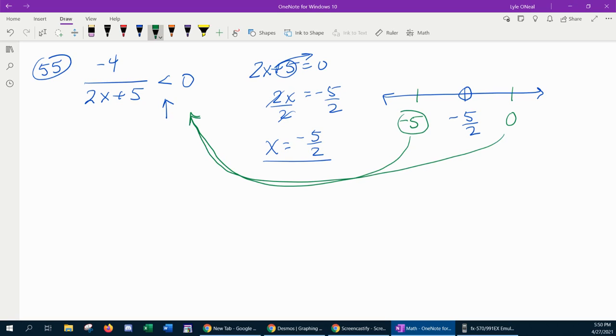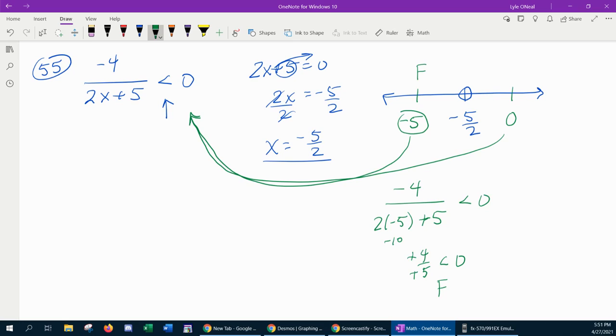First we're going to start with negative 5. Substituting, that's going to give us 2 times negative 5 plus 5, and we want to know, is that fraction less than 0? So 2 times negative 5 is negative 10. Negative 10 plus 5 is negative 5. And negative 4 over negative 5. Negative over a negative makes that a positive. Positive numbers are not less than 0. So this would be a false. And so we're going to label that false up here.